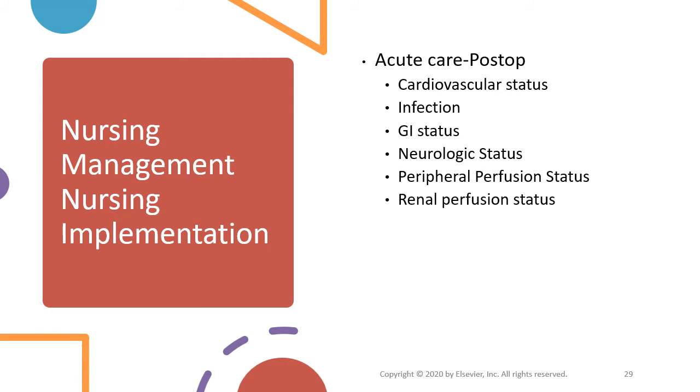For our peripheral perfusion status, we want to frequently assess those pulses and use a Doppler if needed. We want to mark the pulse locations with a felt tip pen. If the aneurysm was at the ascending aorta or the aortic arch, we want to check the carotid, radial, and temporal pulses. If it's on the descending aorta, we want to check the femoral, popliteal, posterior tibial, and dorsal pedal pulses.